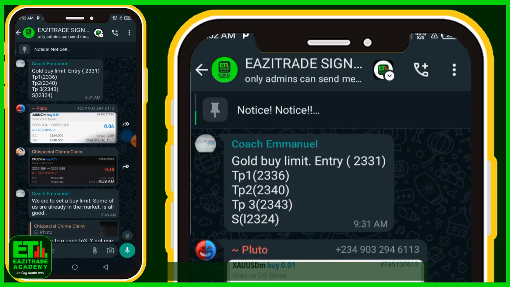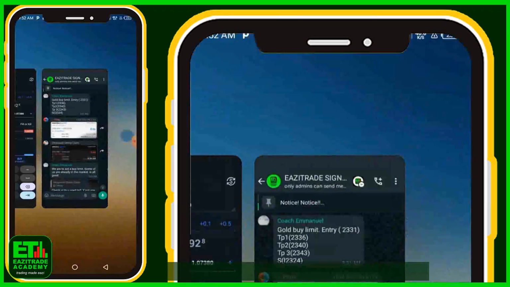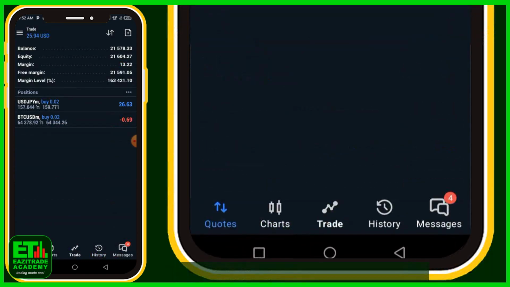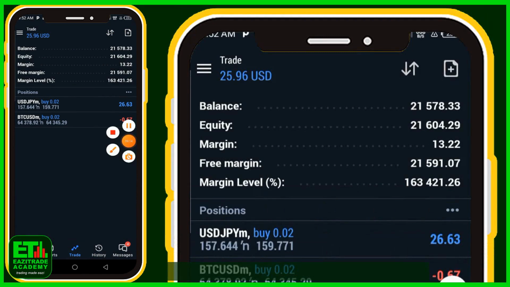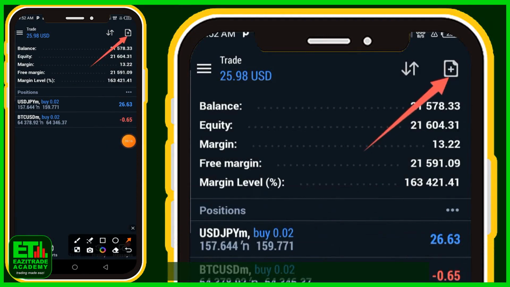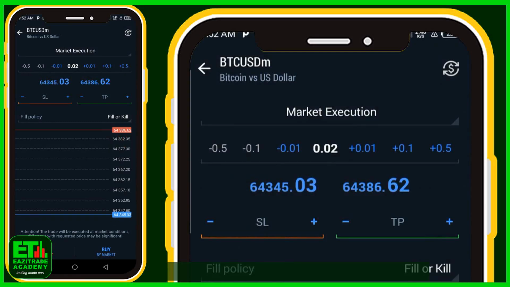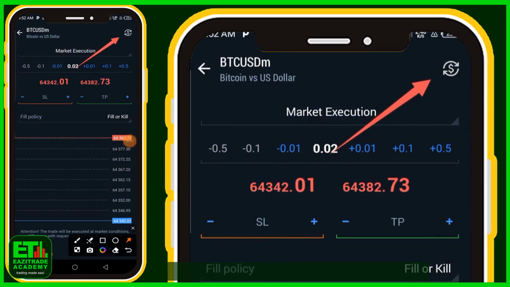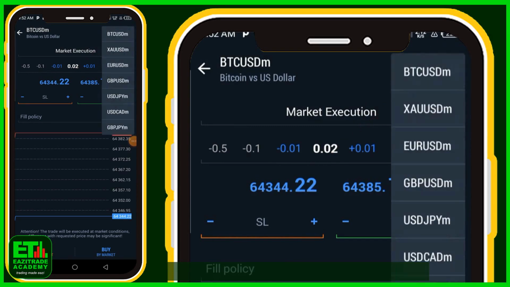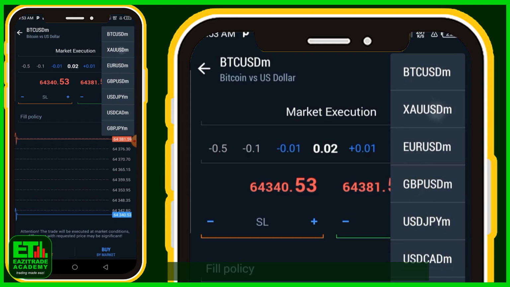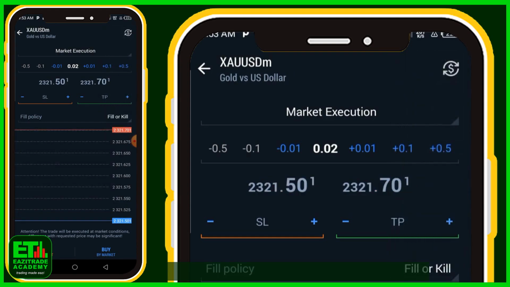So the first step is to go to your trading application, which is MetaTrader. Let's say this is where you are, on trade. You click here and change the currency pair to the one that you are to enter, which is XAU. Gold is known as XAU USD. So you change to gold.